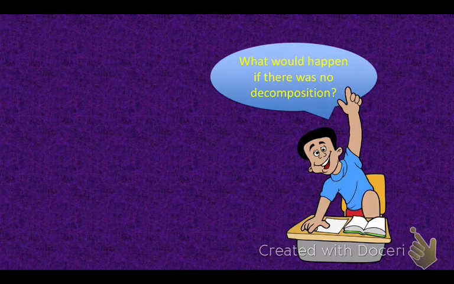So what would happen if there is no decomposition on the planet? What do you guys think would happen? Yes, sir. Everything would die. Why? There's no circle of life. Excellent. And if there's no decomposition, every single person, animal, everything that's ever lived would have a dead body laying around the surface of the earth. Do you think that would take up some room?